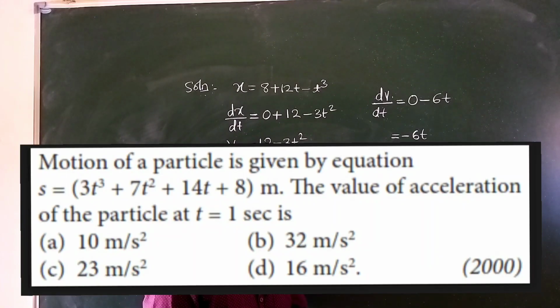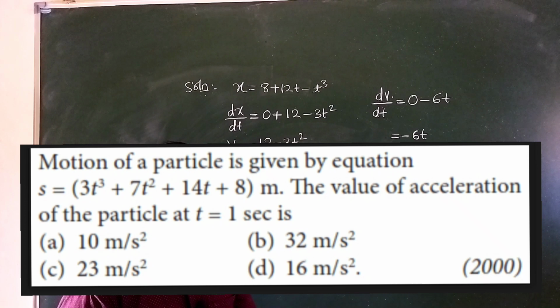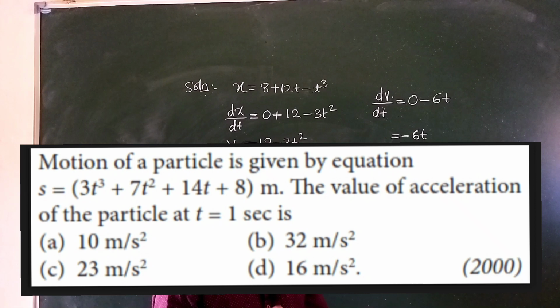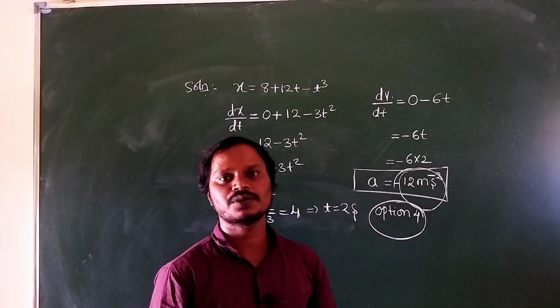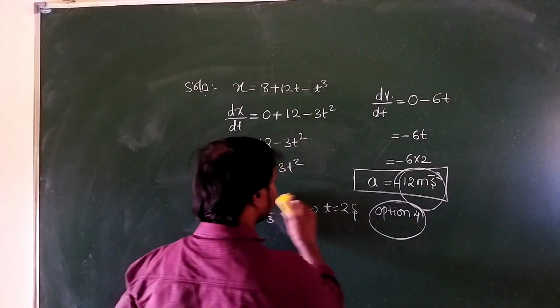The motion of a particle is given by the equation s = 3t^3 - 7t^2 + 14t + 8, and here the position is given in meters, means distance given in meters. The value of acceleration of the particle at t = 1 second is. What we have to find? We have to find the value of acceleration of the particle at t = 1 second.